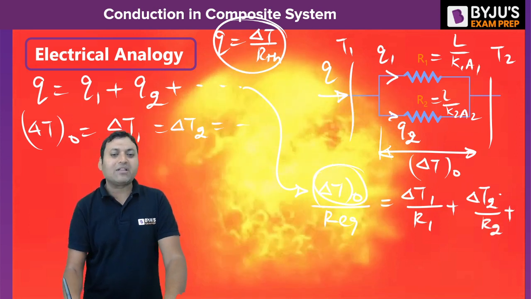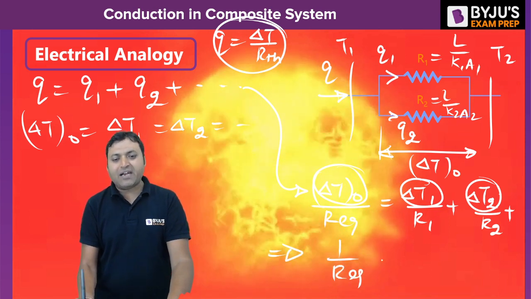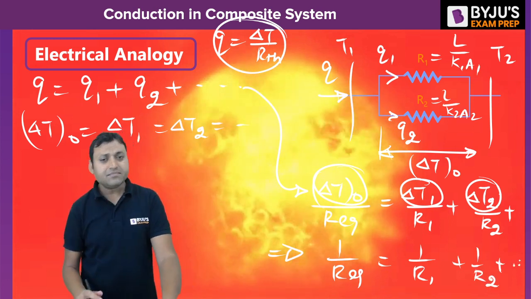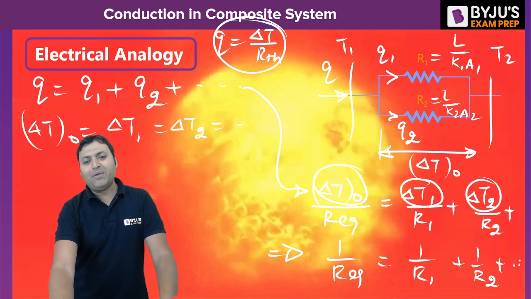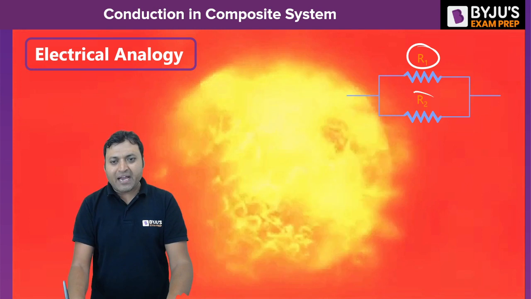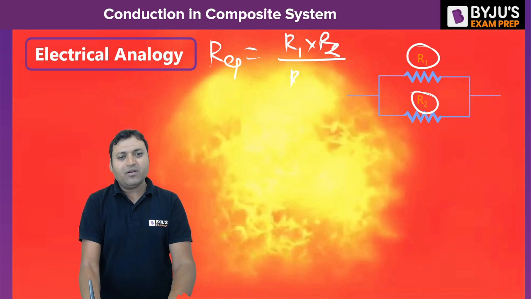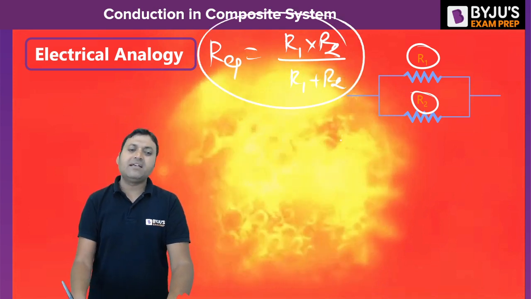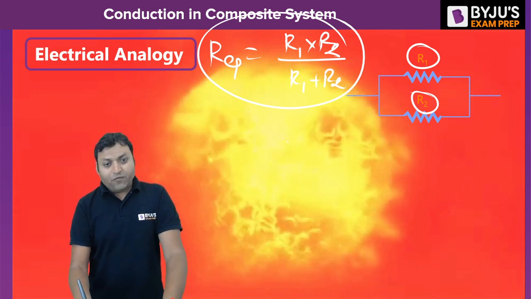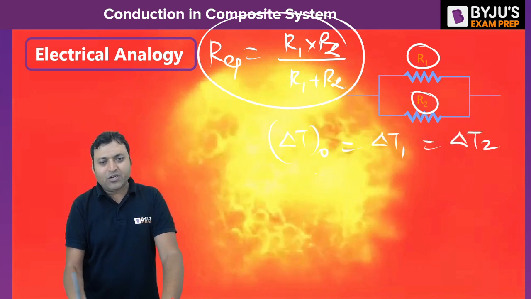Because the overall thermal potential is the same, delta T1 is equal to delta T2, so the relation for equivalent thermal resistance is given by this expression, isn't it? 1 upon R equivalent will be equal to 1 by R1 plus 1 by R2 and so on. For two resistances R1 and R2, R equivalent will be equal to R1 into R2 upon R1 plus R2. That is for two thermal resistances which are connected in parallel.